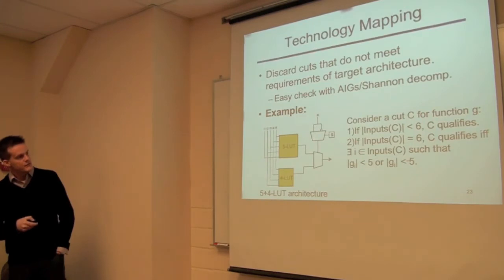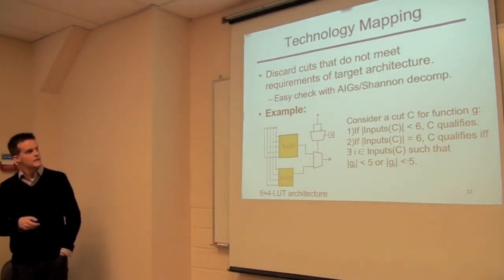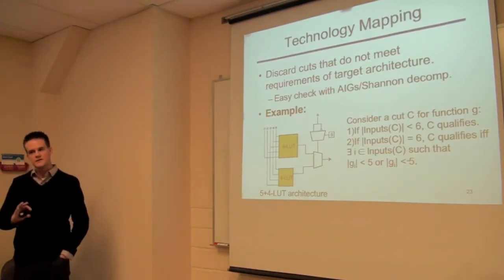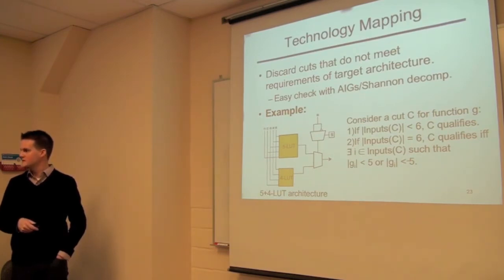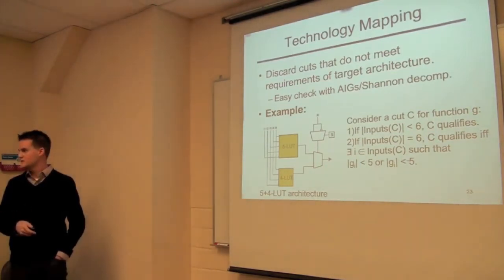For example, if we're mapping into this 5+4 LUT architecture, say we have a cut C in tech mapping. If that cut has only 5 inputs, it's qualified, no problem. If it has 6 inputs, we have to walk through its inputs and see if one of them is a trimming input. If we can't find a trimming input, that cut is eliminated for this case.